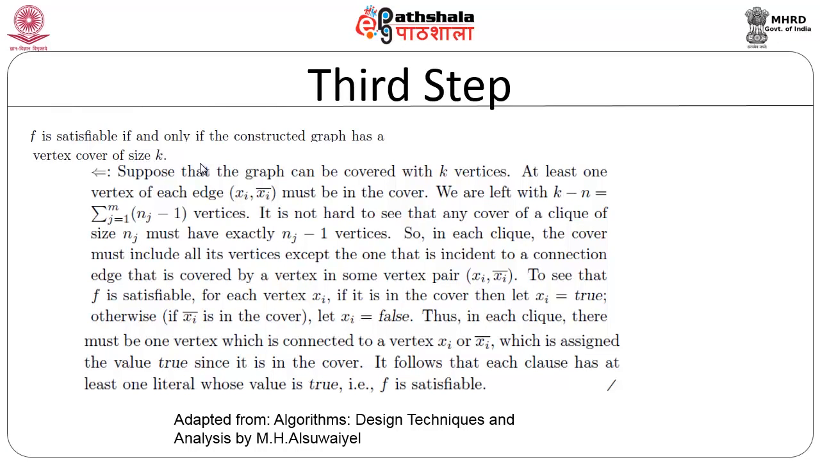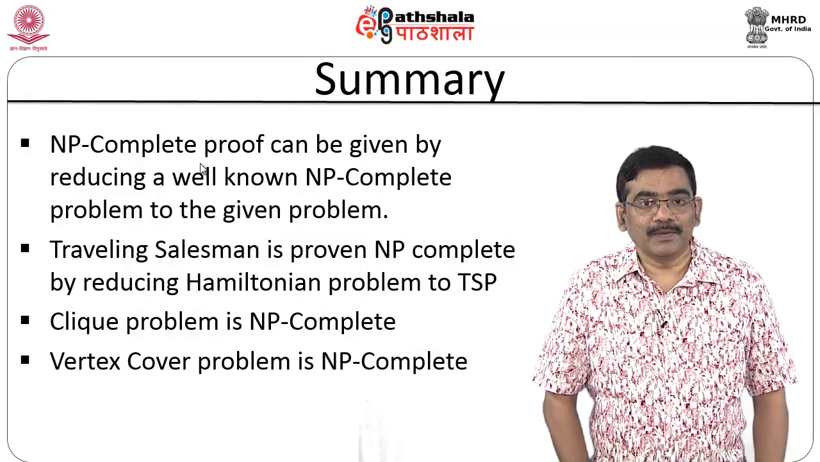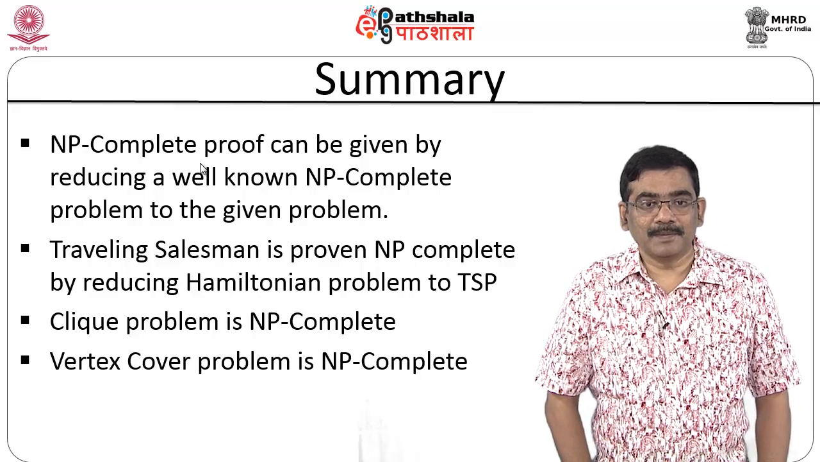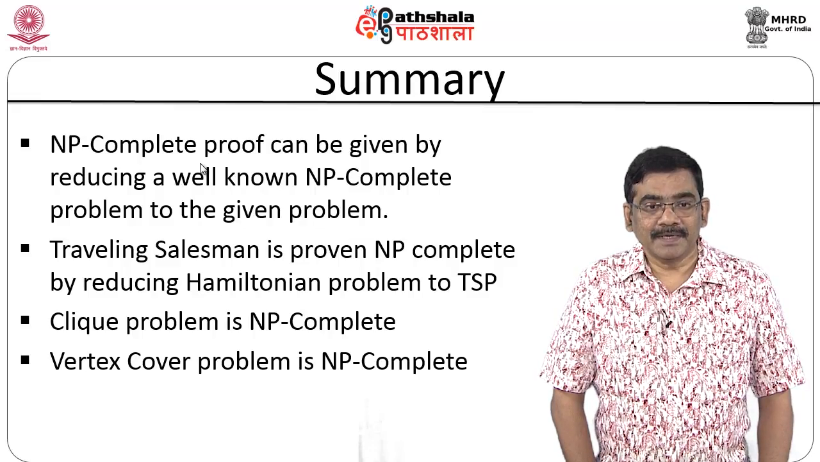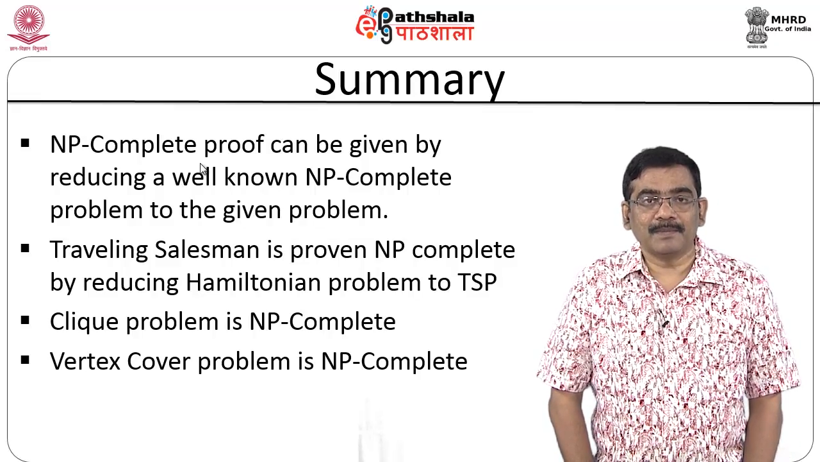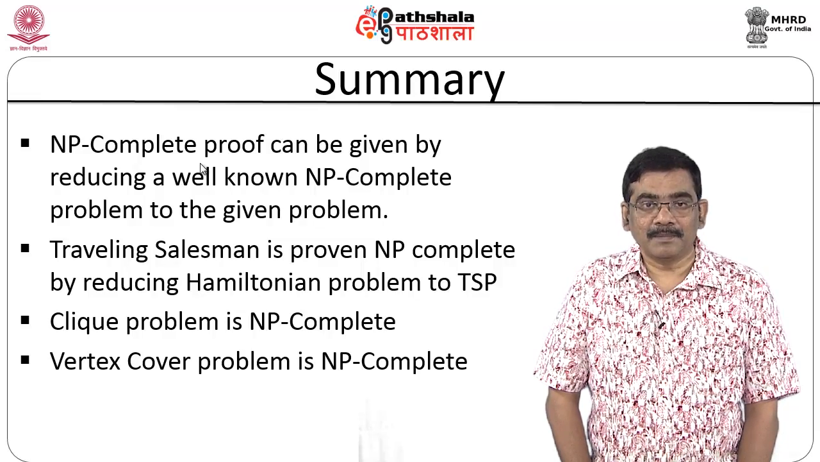In short, by arguing like this, we can give the NP complete proof of all these problems. In summary, we can give an NP complete proof by reducing a well known NP complete problem to the given problem. We have given proofs that TSP is NP complete, the clique problem is NP complete, and vertex cover is NP complete, by reducing the well known formula satisfiability problem to these problems.